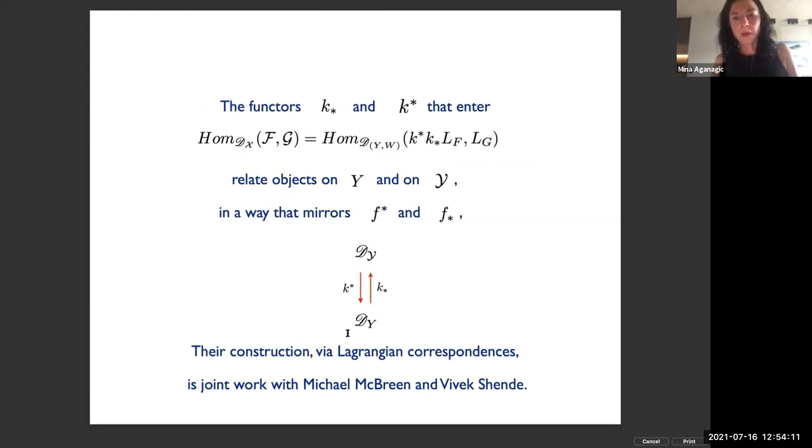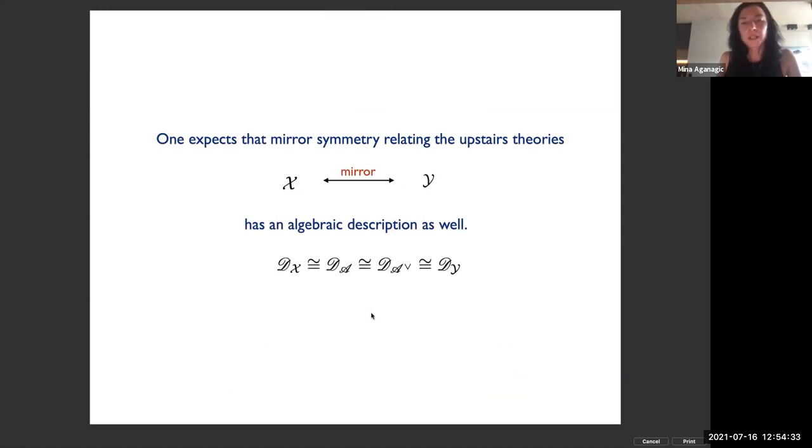Now, one can also simply go vertically from the small Y to the big Y, and the functors that enter relate objects on the small Y and the big Y in a way that mirrors what happens on the B side. Their construction via Lagrangian correspondences is joint work with McBreen and Shandon. That's been in progress for quite too long. One expects that mirror symmetry relating the upstairs theories has an algebraic description as well.